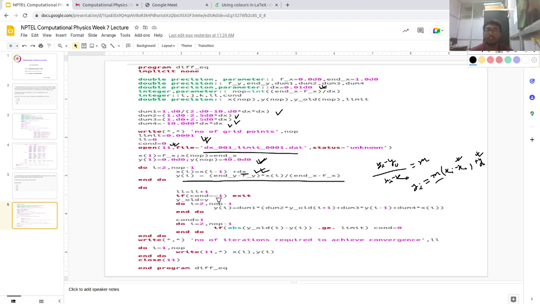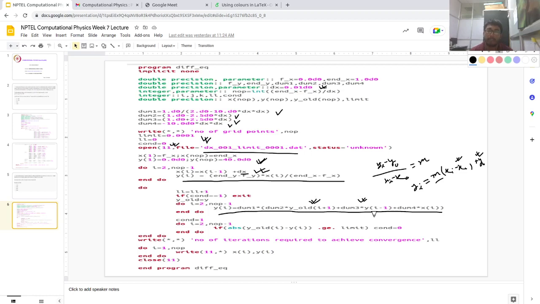So y old is another array in which we are storing the value of y before updating the y. Okay, again I used the do loop which is running from 2 to NOP minus 1, that is the total number of array elements minus 1, and then yi is updated in this way, that yi is dump 1 into dump 2 into y old plus dump 3 plus, you see here it is using the older value of y, but in this it is using the value of the y which is already calculated in this particular iteration.